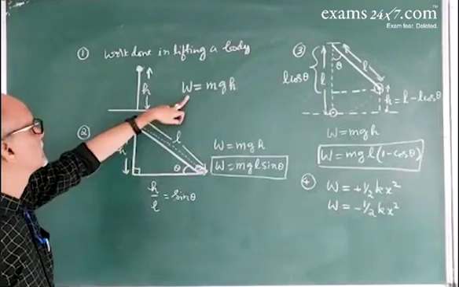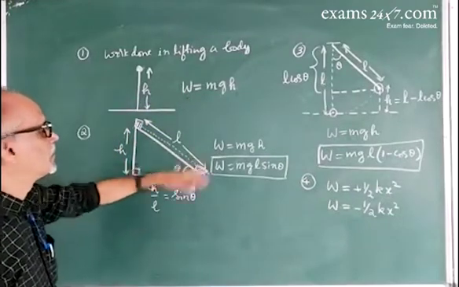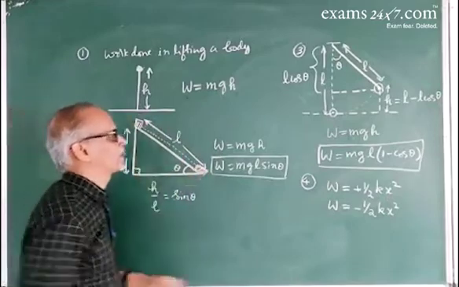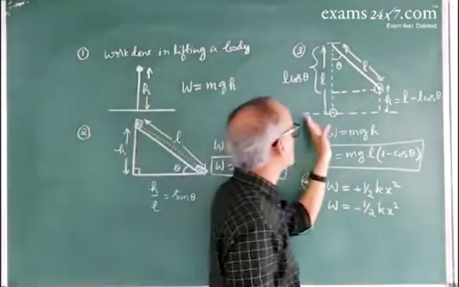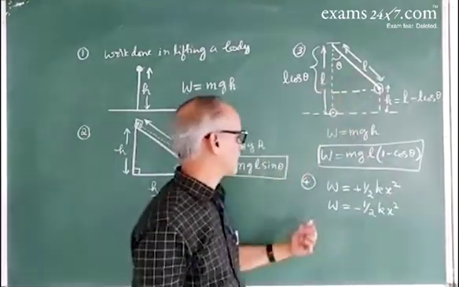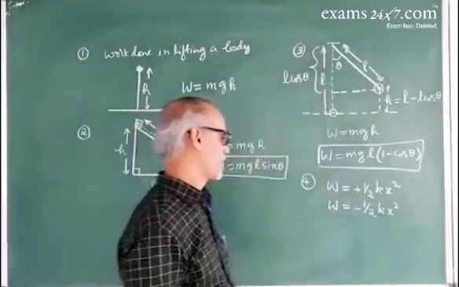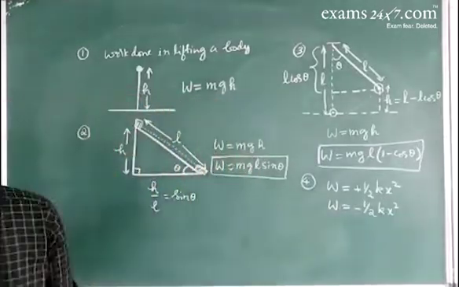Work done in lifting a body through a certain height is mgh. Work done in shifting the block on the inclined plane. Work done in shifting the pendulum through an angle theta. And then work done by the spring force as well as the work done by the applied force.